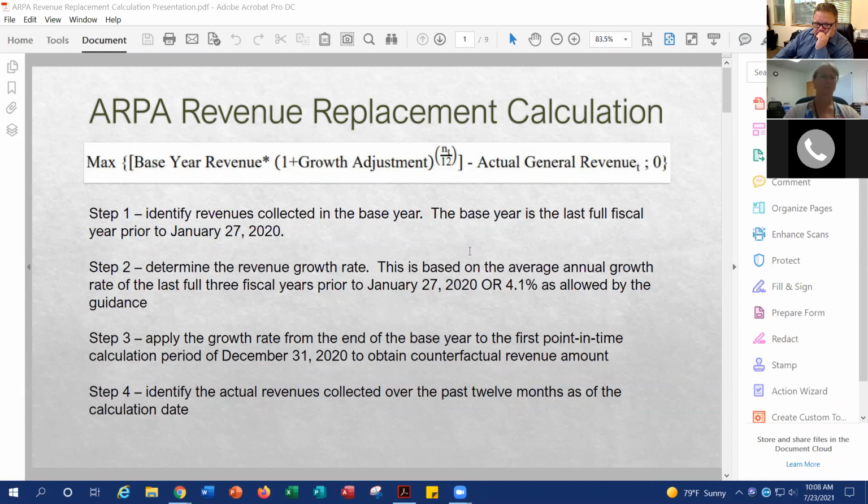Step 3 would be to apply the growth rate from the end of the base year to the first point in time calculation period of December 31st, 2020 to obtain your counterfactual revenue amount. And then you'll identify the actual revenues collected over the past 12 months as of the calculation date. So for your base year and your 3 years to calculate your average, you are using a fiscal year basis. In step 4, you're using a calendar year basis. So you'll identify your actual revenues from January 1, 2020 through December 31, 2020.